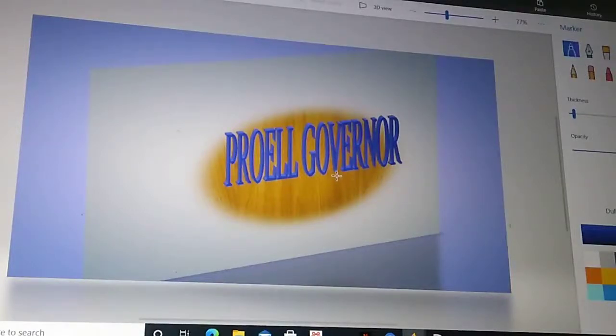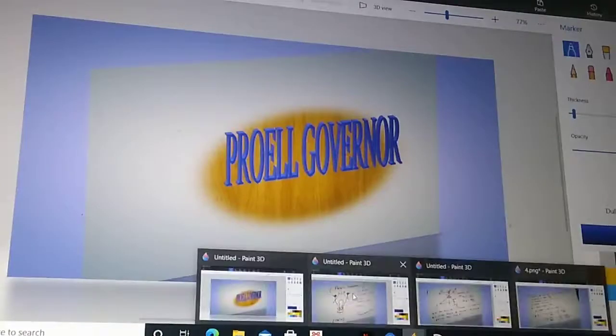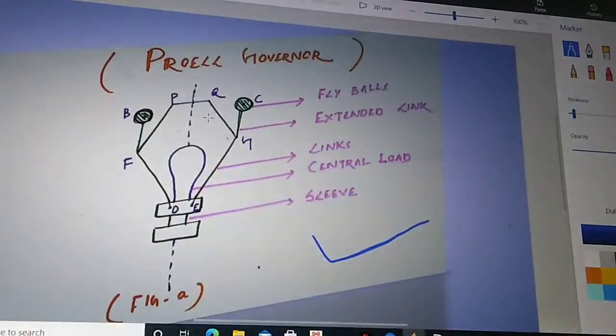Hello everyone. Previously we have discussed some types of governors, and today we will discuss the Proell governor. Previously we have discussed centrifugal, Watt and Porter governors and discussed some of the numericals. So let us switch to one of the important ones, that is the Proell governor. Let us see in detail what the constructional features of this are.